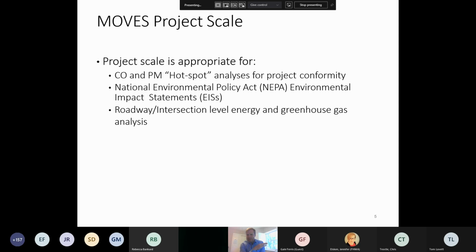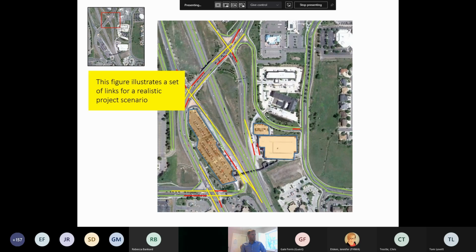There are those guidance documents that I mentioned as far as how EPA believes MOVES should be used for transportation conformity, but project scale might also be used for NEPA or for any sort of roadway or intersection energy and greenhouse gas analysis. So there's a lot of possible applications of the project level aside from just hotspot analysis.